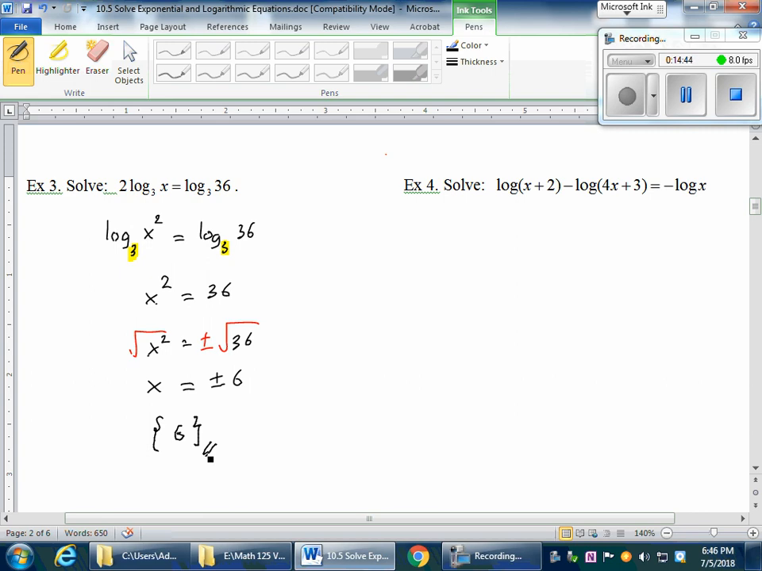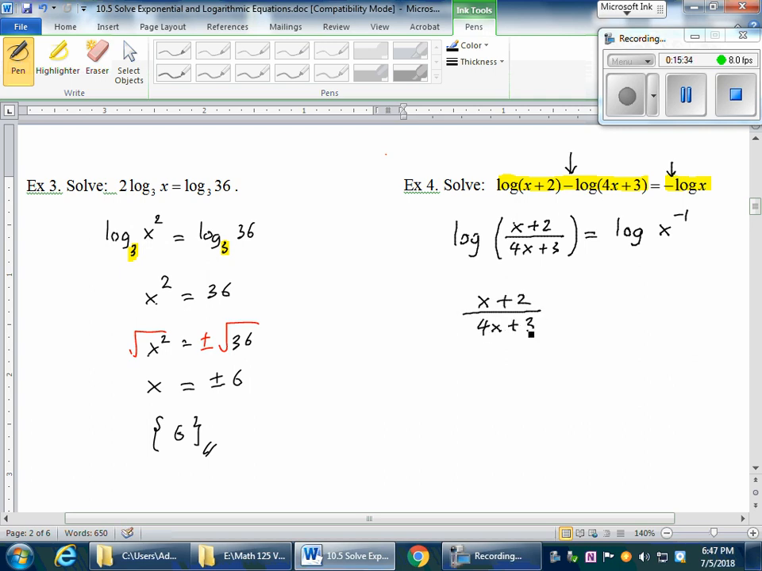You can see the similarity in the next example, but first we're going to have to condense it. On the left hand side, I'm going to make sure it is a single logarithm, and on the right hand side, a single logarithm. Using the property, since this is a subtraction, I can use the quotient rule. So log of base 10 of x plus 2 over 4x plus 3 is equal to log of x to the negative 1 power, because this negative 1 is basically a negative 1 power. You have to remember it's negative. Now we have logarithms that both are base 10, and if they are equal, I can say that the arguments must be equal to each other.